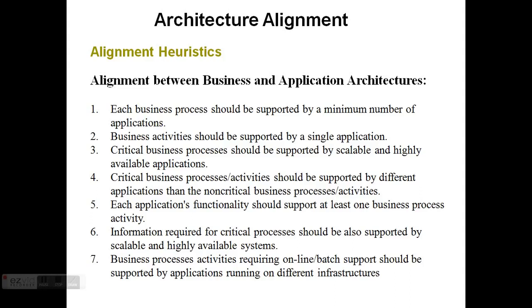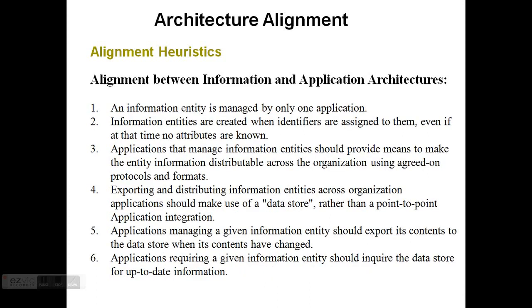Now, there's another list of alignment heuristics for application and information infrastructure or architecture. Let's see what those are. Number 1, an information entity is managed by only one application. This means that entities are identified, created, and used by a single application.